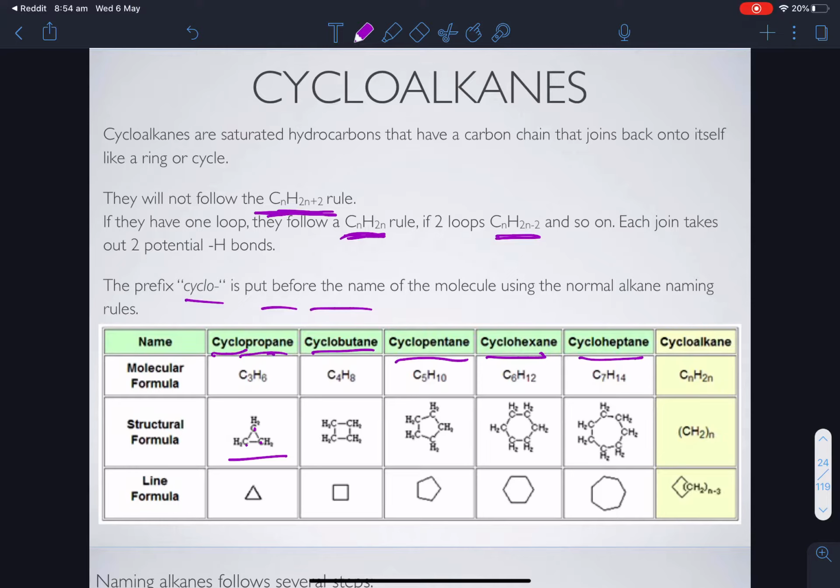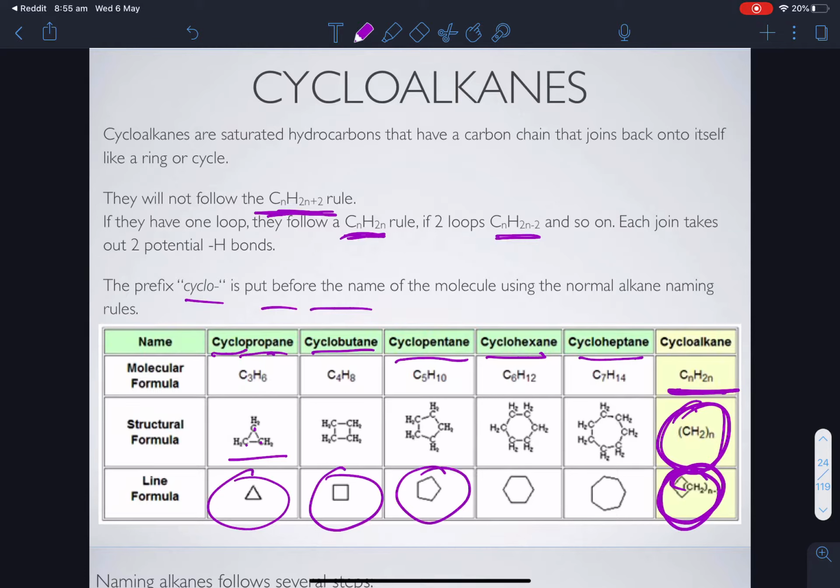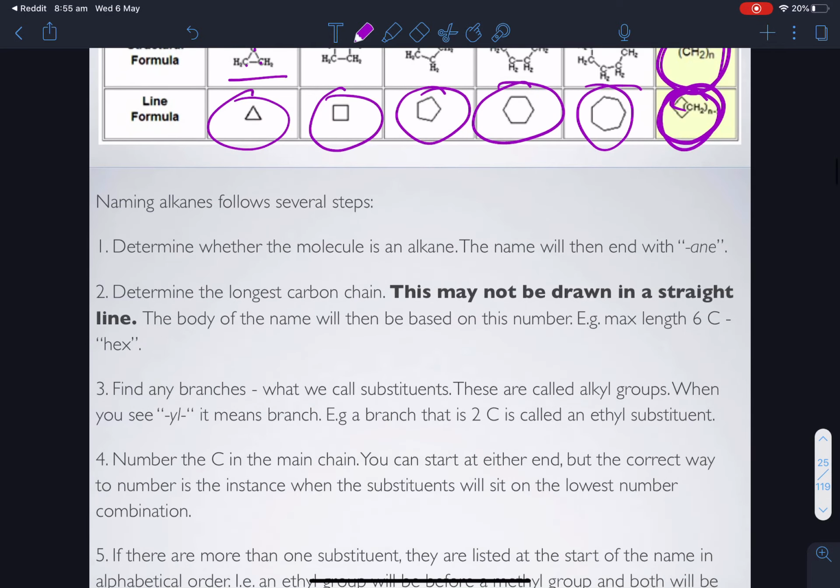So they have the general rule of CnH2n, or you could just write CH2n, not really represented by that, and not really very often like that too. And there's skeletal structures down here too. Just those carbon-carbon bonds. Alright, so cycloalkanes.